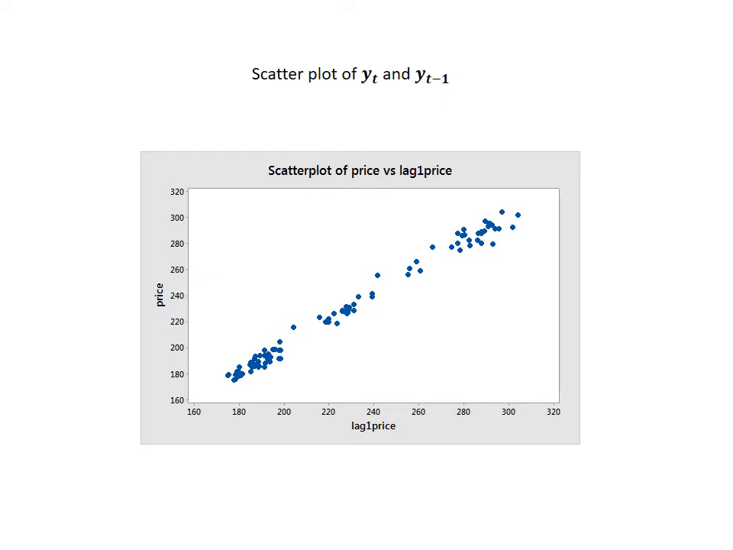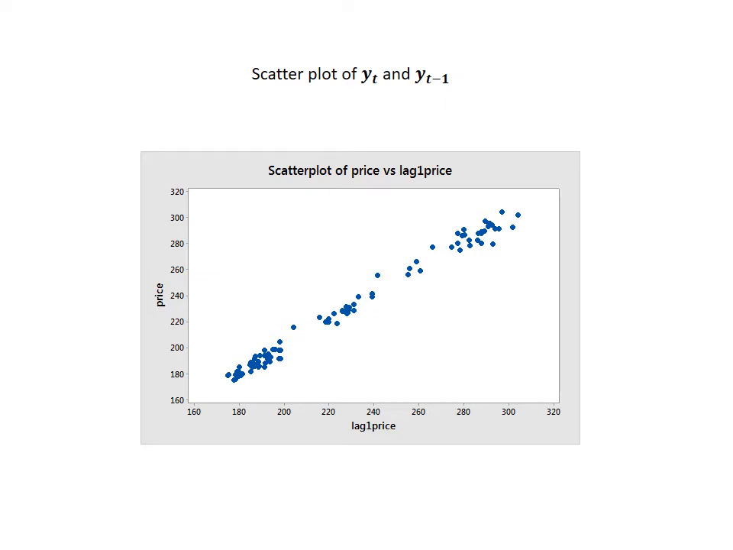And so this is a scatter plot of the original time series and the same time series shifted by one period, right? So we're plotting on the x-axis yt minus 1, through the end of the time series minus 1, and then on the y-axis, the y variable here, is the original time series.